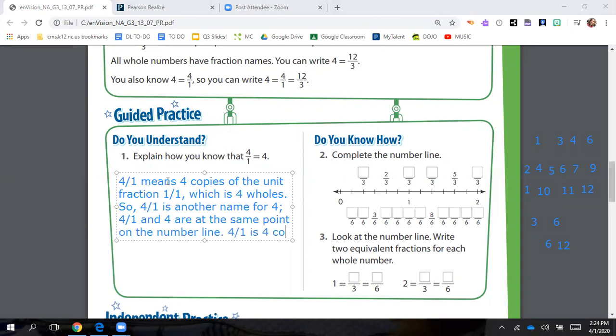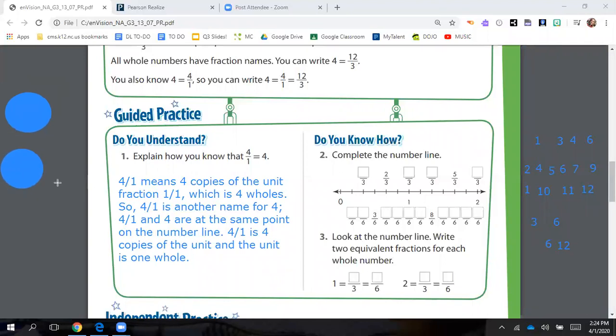4/4 is 4 copies of the unit, and the unit is 1 whole. Okay, so if I'm thinking of a whole, I might draw 1 whole, 2 wholes, 3 wholes, 4 wholes. So I know that these represent my 4 wholes here. I have 1, 2, 3, 4 wholes, which is this 4 on top, and then each whole is only in one part, which is the 1 on the bottom, or the denominator.